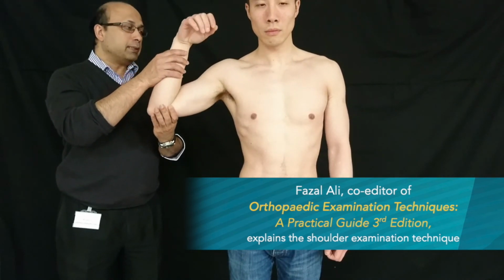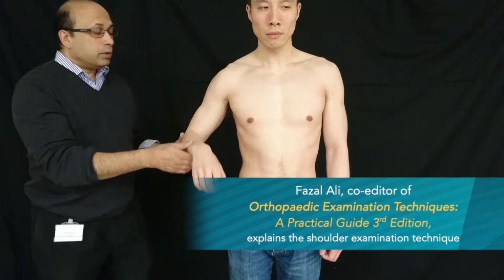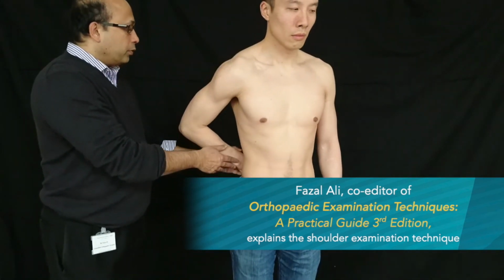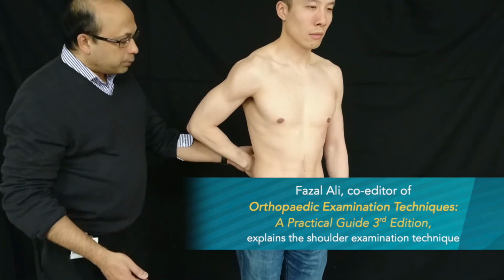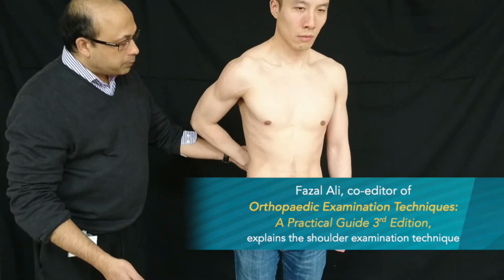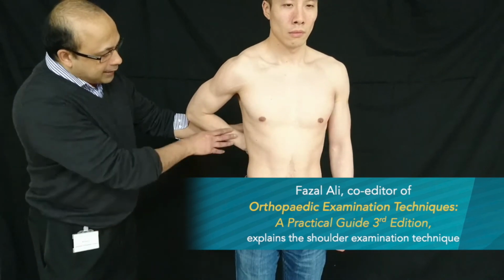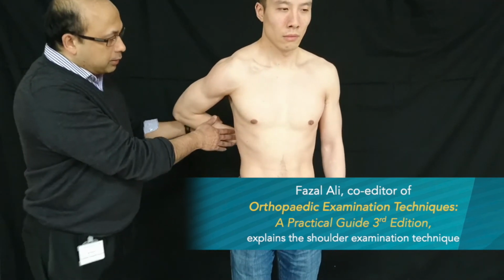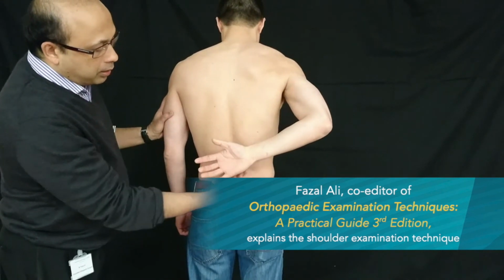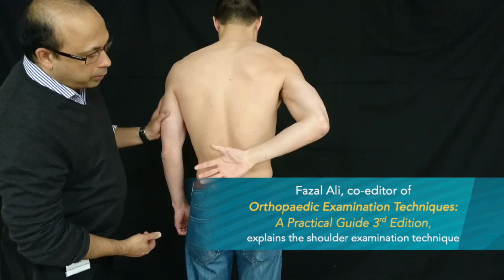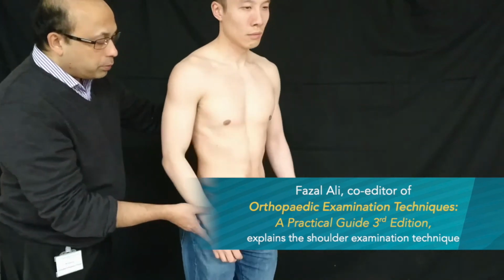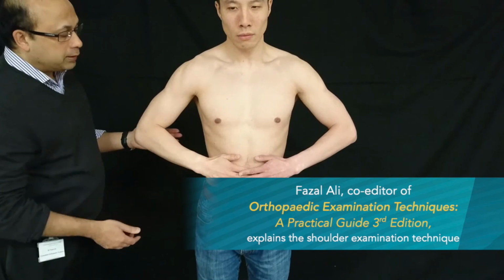That's called Hornblower's sign. For subscapularis, you ask them to do either one of three things. You ask them to do the Gerber's lift-off test by pushing away in an internally rotated position. There's the lag sign where you ask them to keep their arm up over their back. And then for those who can't internally rotate, you do the belly press test or Napoleon sign.